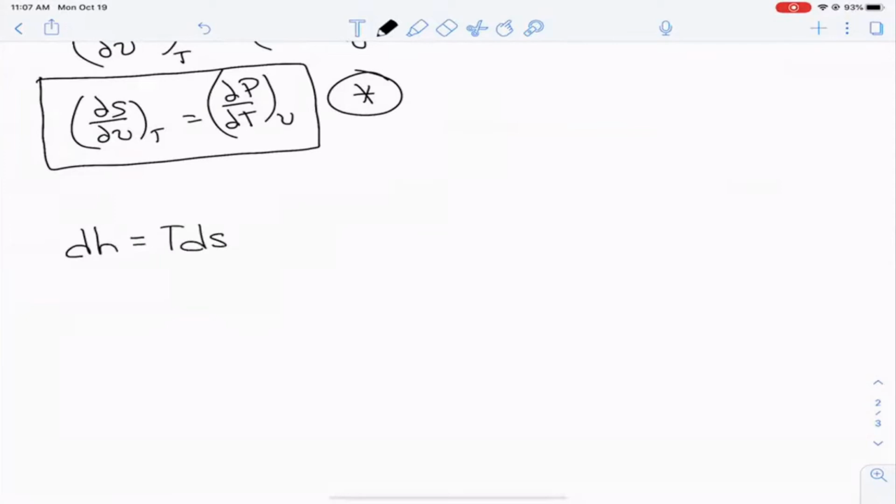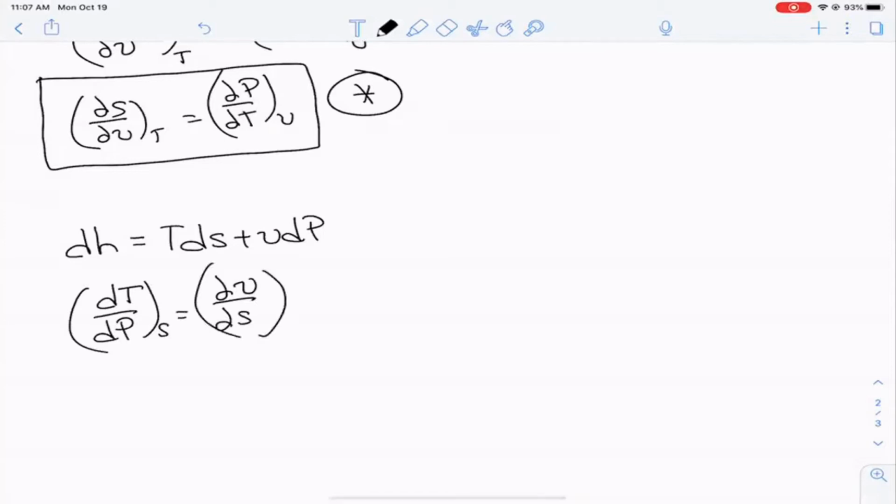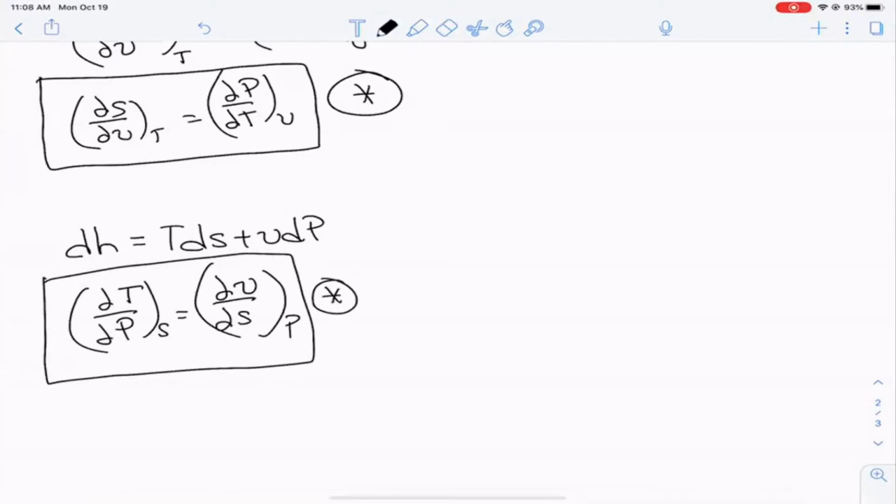So if dH is TdS plus VdP, you would take your derivatives as with entropy and pressure. And what you'll find from the enthalpy is that (∂T/∂P) at constant S equals (∂V/∂S) at constant P. And I just want to make sure that it's clear that those are partial derivatives. So that's our third Maxwell relation.